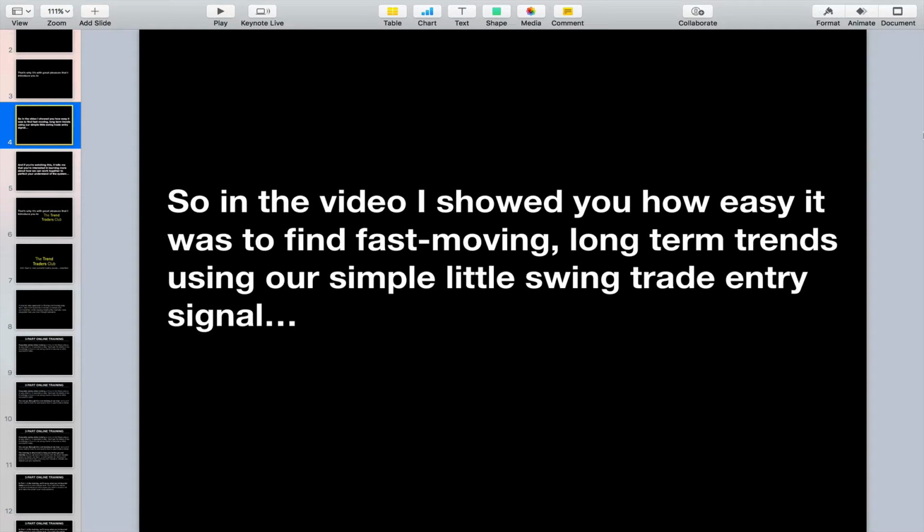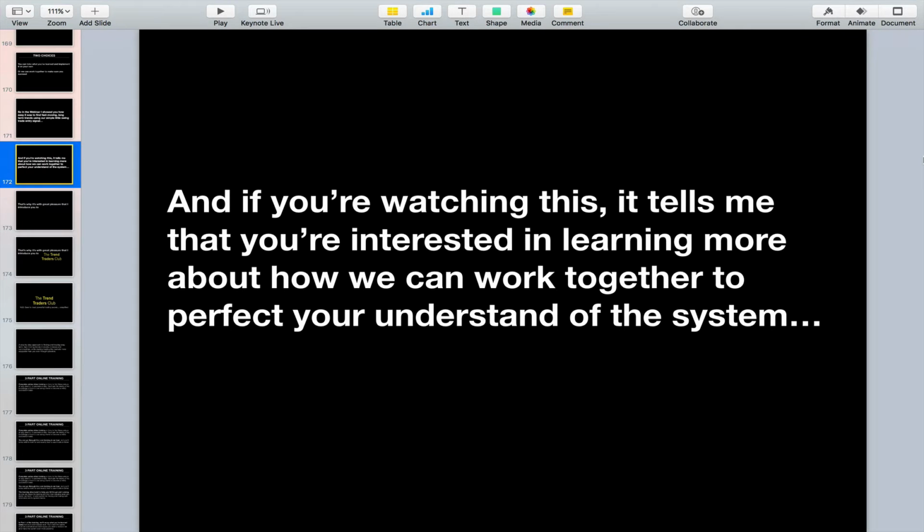So in the video, I showed you how easy it was to find fast-moving, long-term trends using our simple little swing trade entry signal. And if you're watching this, it tells me that you're interested in learning more about how we can work together to help you perfect your understanding of the system.